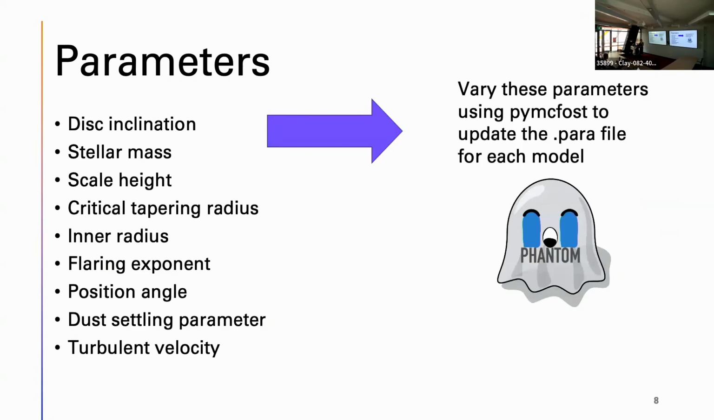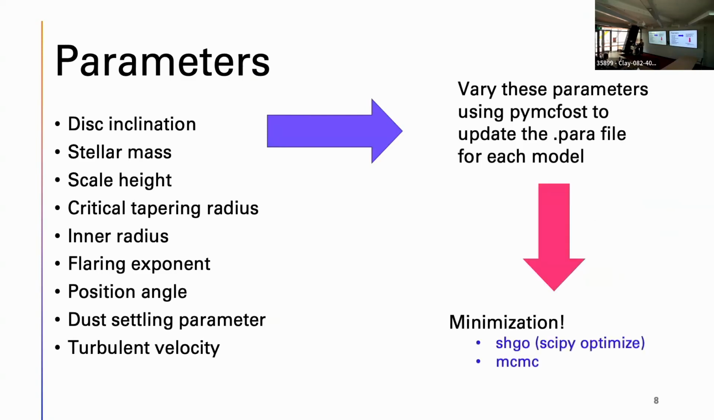So it'll come back one day, but for now I'm just using MC Fost. And once we have our different models, we compare it to the data and we perform minimization on it. So I've been using a couple of different methods. First we tried using SciPy Optimize, in particular an optimization method called Sugar, I think it's called. And then we've also used just MCMC, like the MC package.